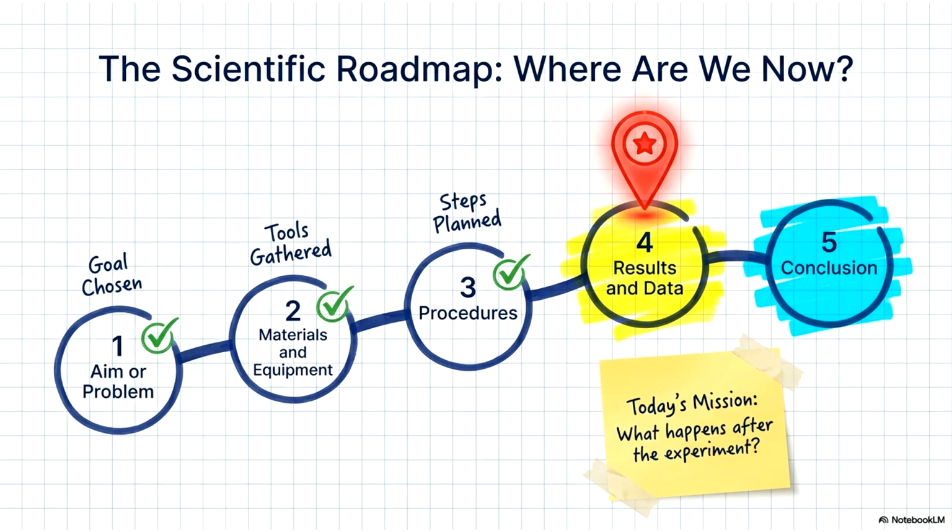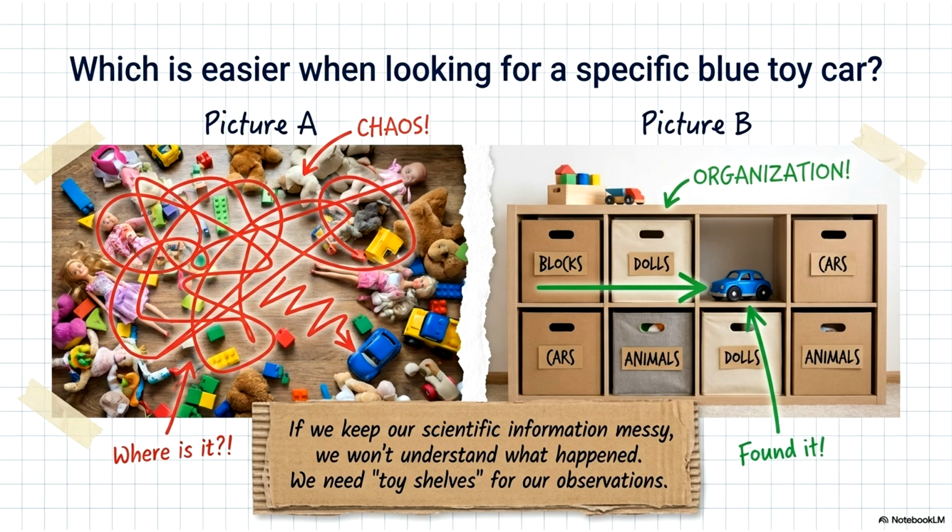Before we learn about data, let's think about why being organized is important. Imagine you're looking for a blue toy car. In picture A, the toys are messy and scattered everywhere. It would be difficult to find the car. In picture B, the toys are neatly organized in labeled boxes. The blue car is much easier to find.